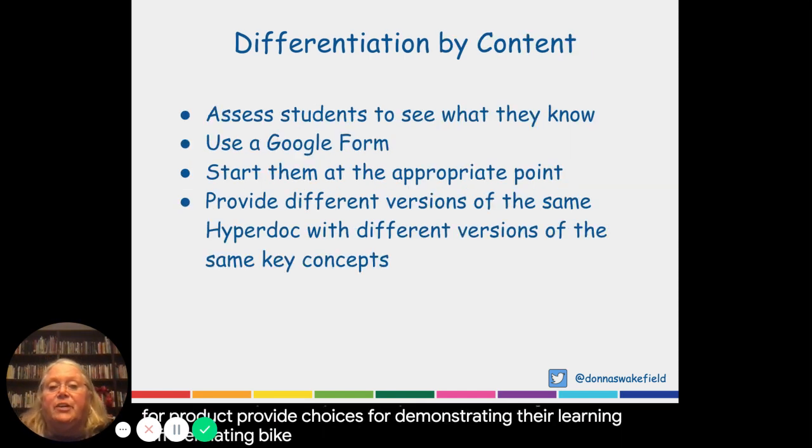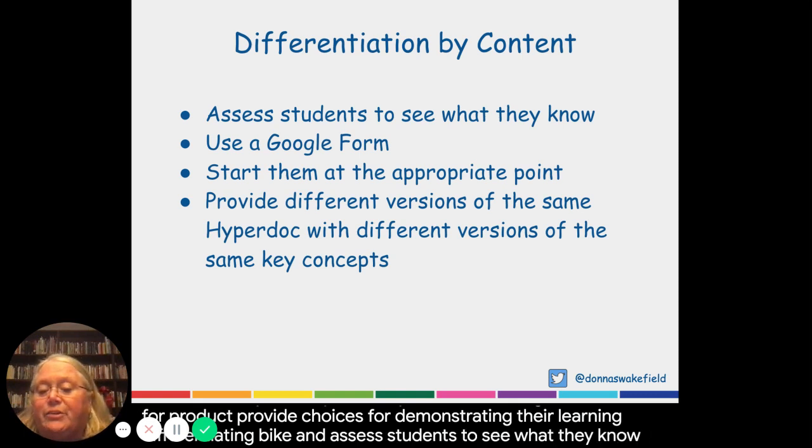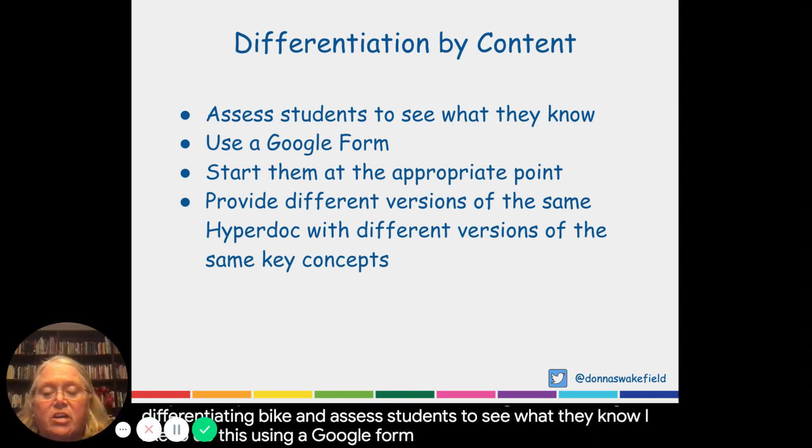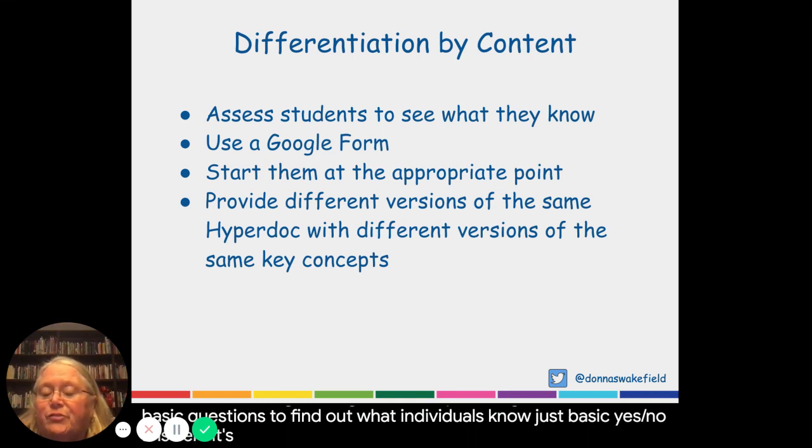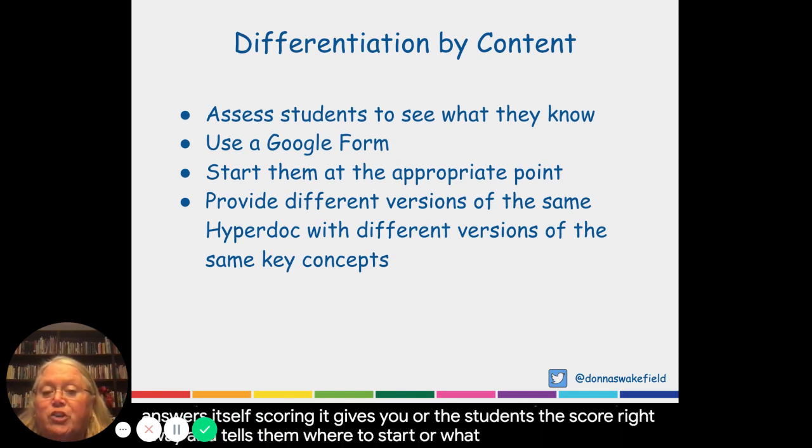Differentiating by content, assess students to see what they know. I like to do this using a Google Form. A simple Google Form with some basic questions to find out what individuals know, just basic yes/no answers. It's self-scoring. It gives you or the students the score right away and tells them where to start or which part of the Hyperdoc to use.